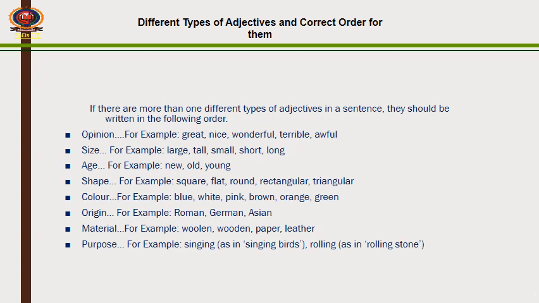Material, for example, woolen, wooden, paper, leather. And in the end, we would put the adjective of purpose, for example, singing, as in singing birds, rolling, as in rolling stone.